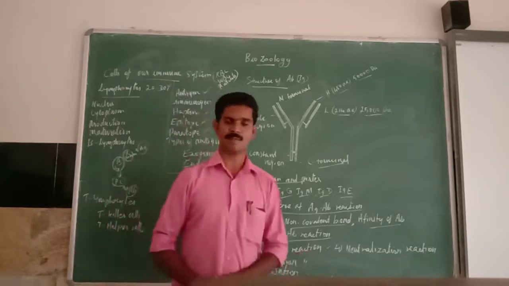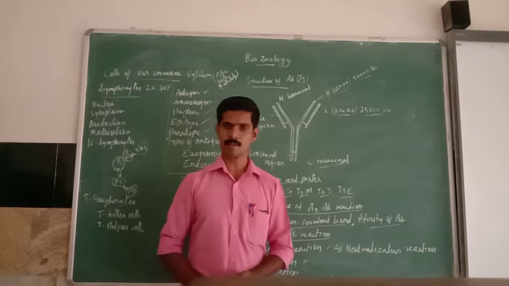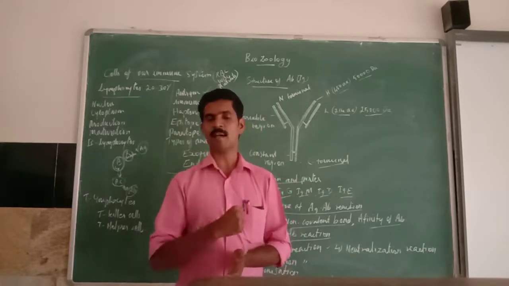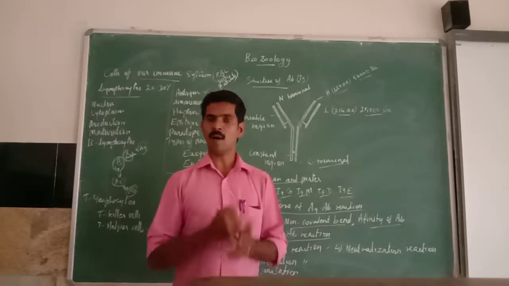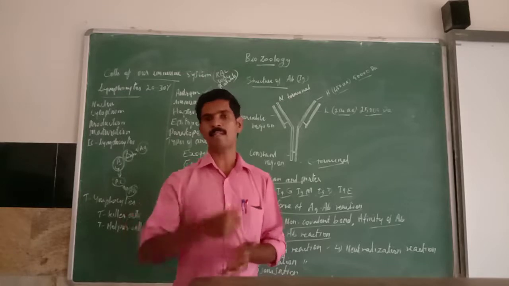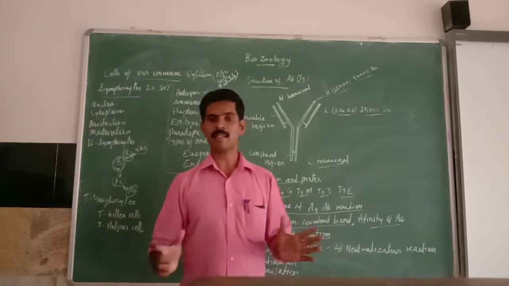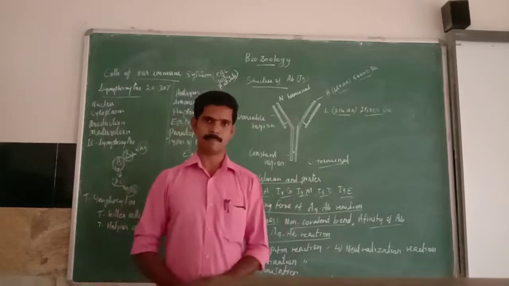Then the third reaction is called opsonization. Here a substance called opsonin is produced. This opsonin enhances ingestion of the antigen, or the antigens are coated or covered by this opsonin. Finally, the antigens are destroyed. So this reaction is called opsonization reaction.